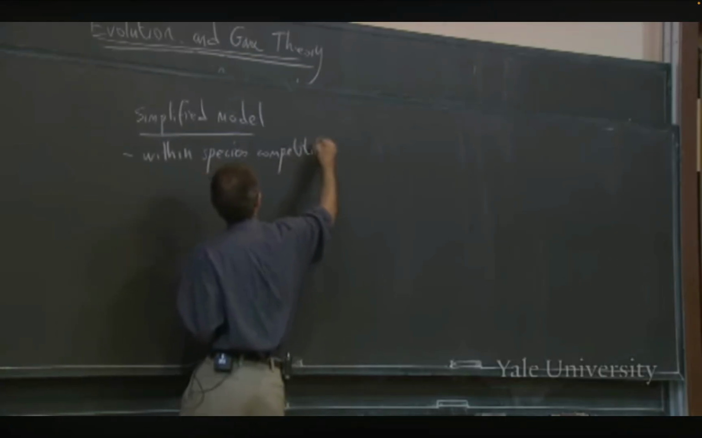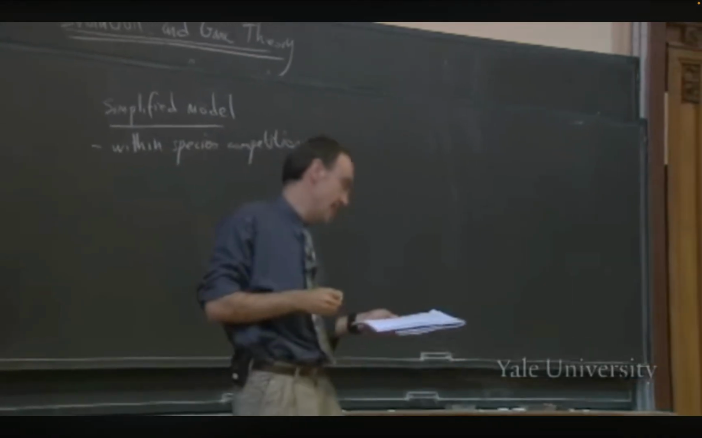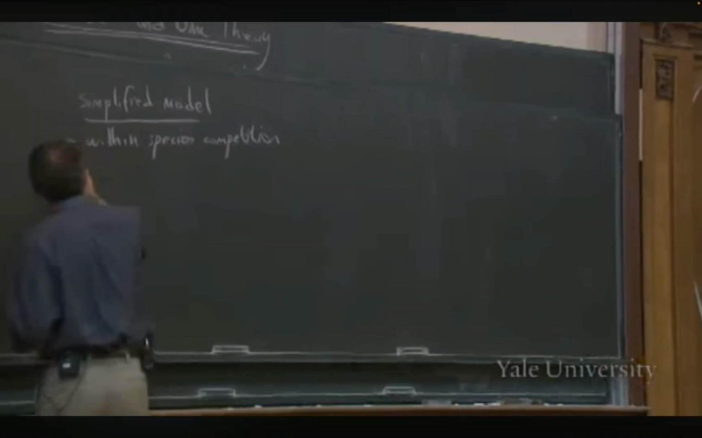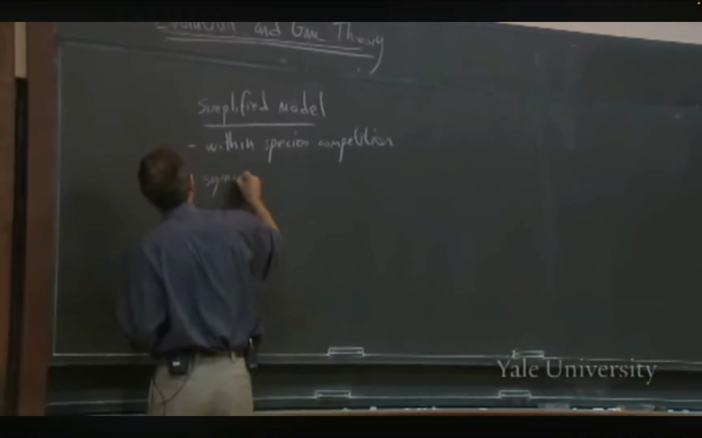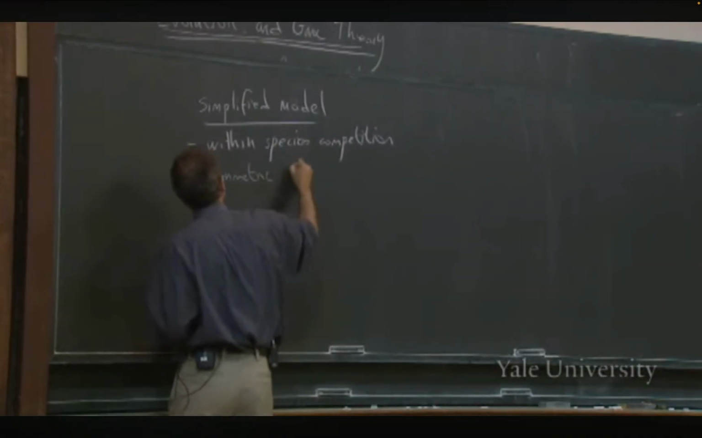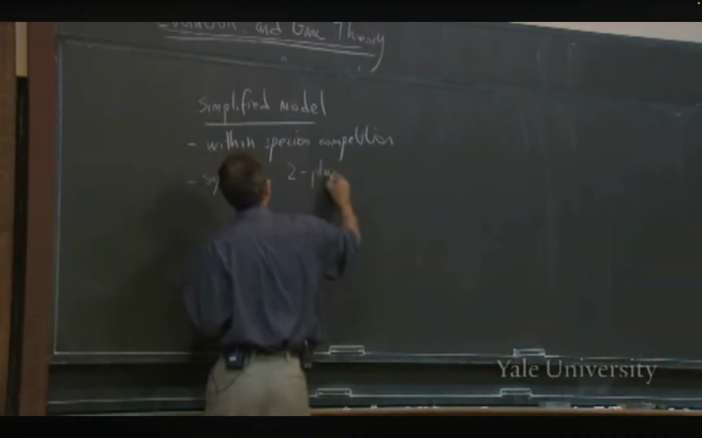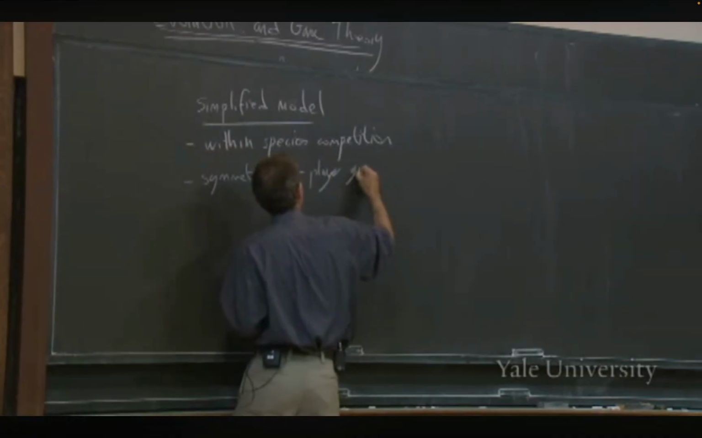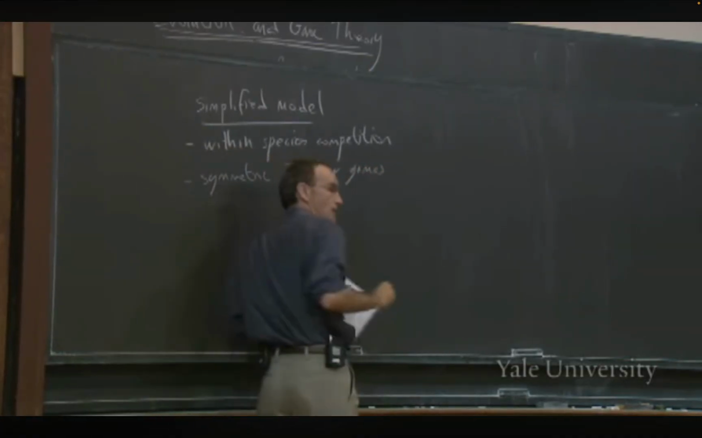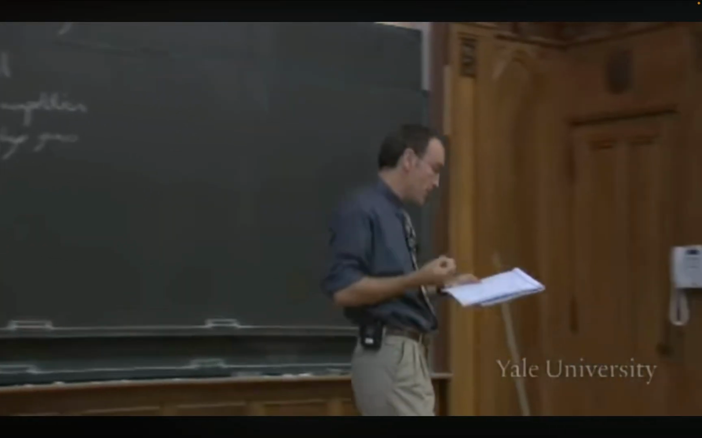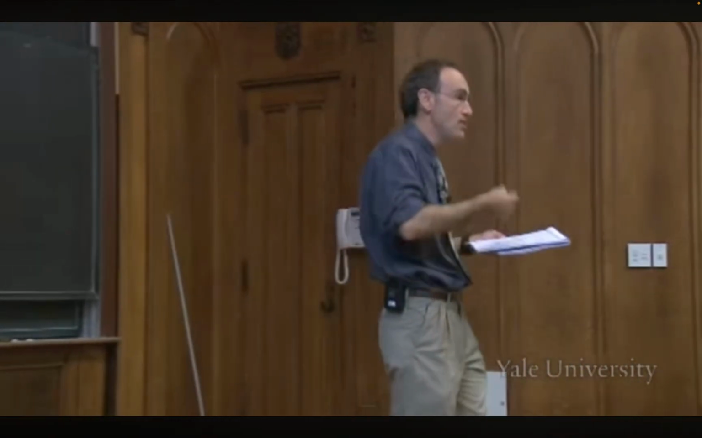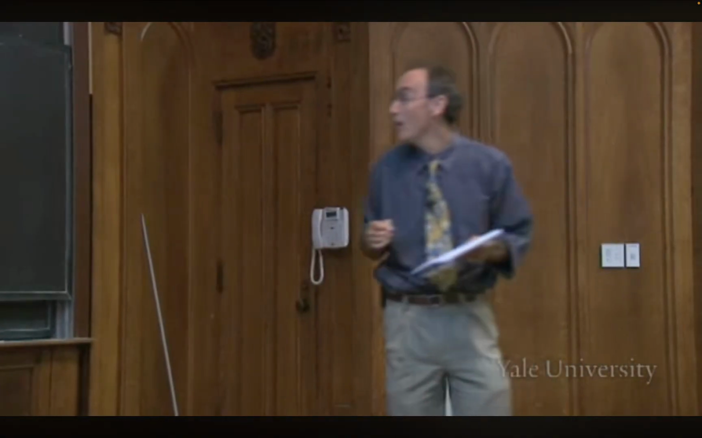So the lions are competing against the lions, and the ants are competing against the ants. And the way we're going to think about this is we're going to look at symmetric two-player games. So we look at very simple games. They're only going to involve two players, and they're going to be symmetric games, which means both players have the same strategies, both players have the same payoffs.